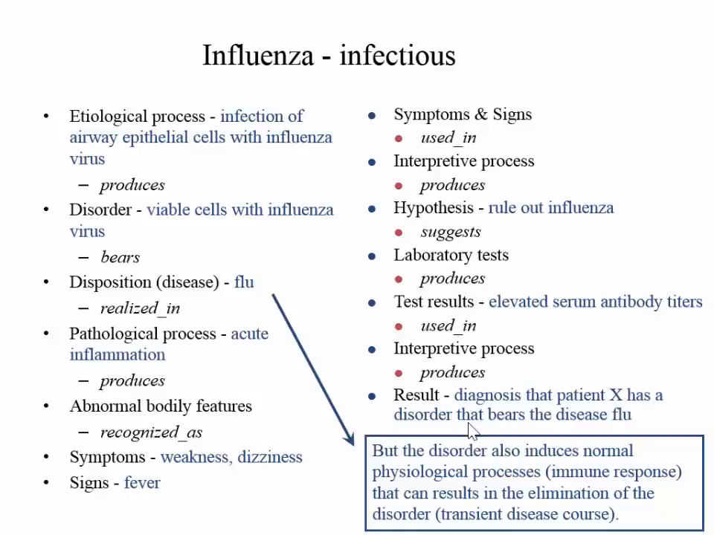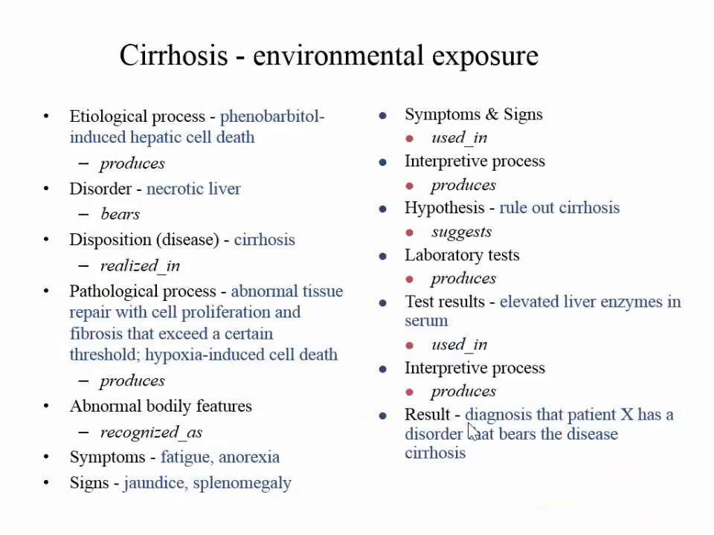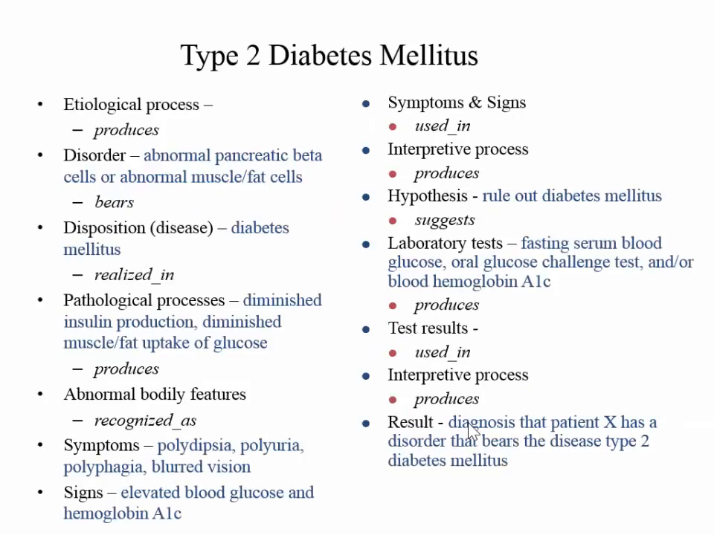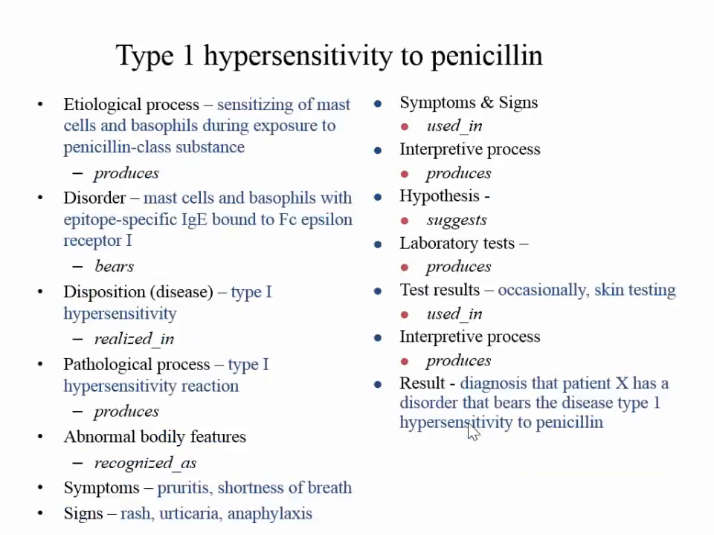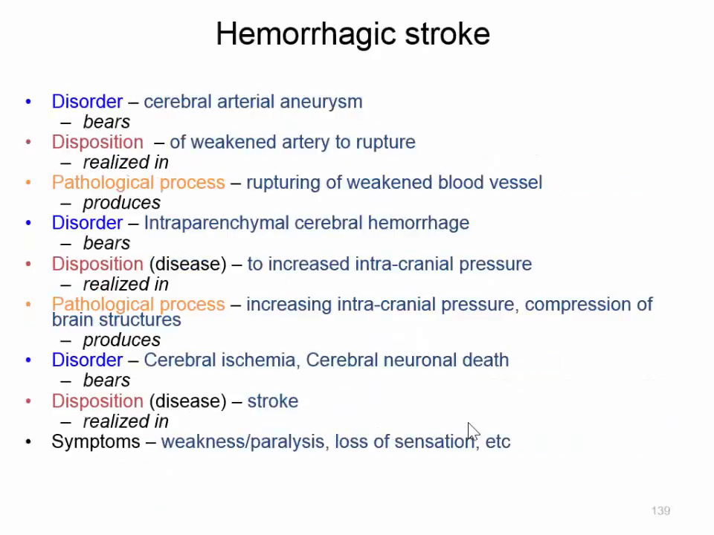All right, so that's immune response, that's Huntington's disease, that's cirrhosis. This is systemic arterial hypertension, which is just elevated blood pressure, but elevated blood pressure caused not by the fact that you are under stress, but by the fact that there's something wrong with your bodily system. This is diabetes. Hypersensitivity to penicillin, so this would be an allergy case. Early onset Alzheimer's disease. Stroke.